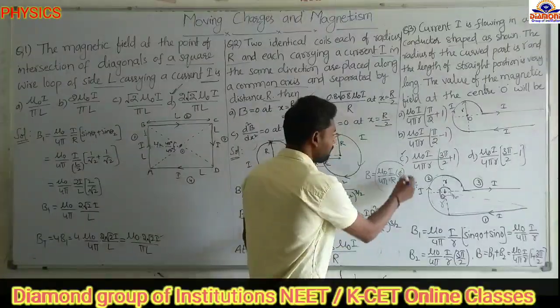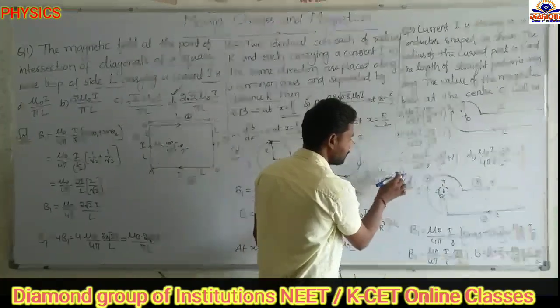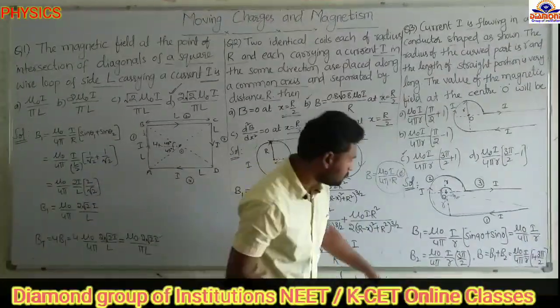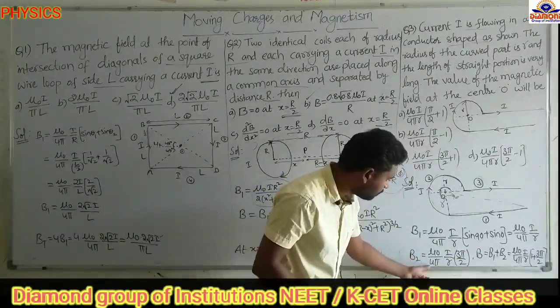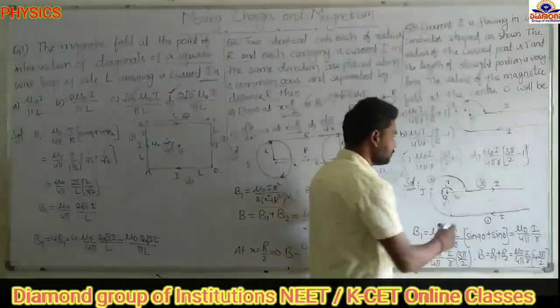So in this formula, mu naught by 4 pi into I by r uses the radius they gave, multiplied by the angle, which we found to be 3 pi by 2. So in the second case we get mu naught by 4 pi into I by r into 3 pi by 2. Completed. Next we come to the third one.